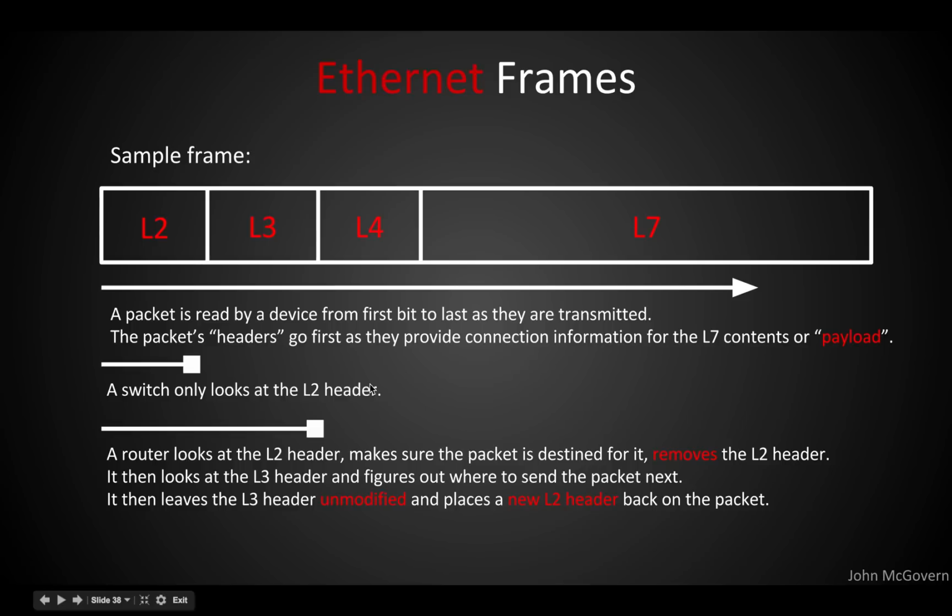It just transmits it. A router will look at the layer 2 header and make sure the packet is actually destined for itself before it does anything. And then it will remove the layer 2 header. It then looks at the layer 3 header for global delivery and figures out where to send the packet next based on its routing table. We'll talk more about that. And then it leaves the layer 3 header unmodified. So the layer 3 header stays. It just has been inspected, but it stays on there. And it puts a new layer 2 header with a new source and destination back on the packet. So routers take the layer 2 header off, look at the layer 3 header, put a new layer 2 header back on.